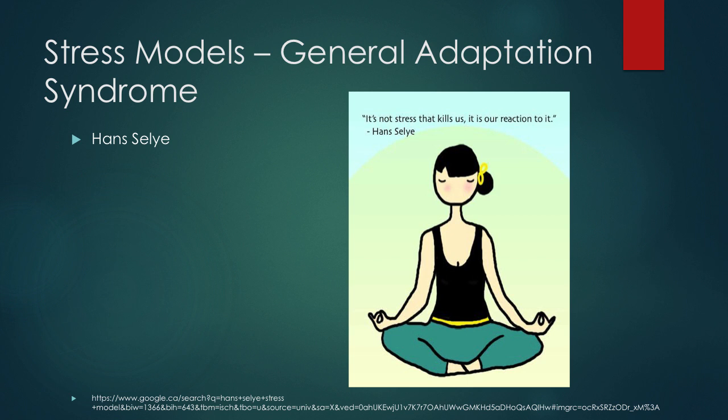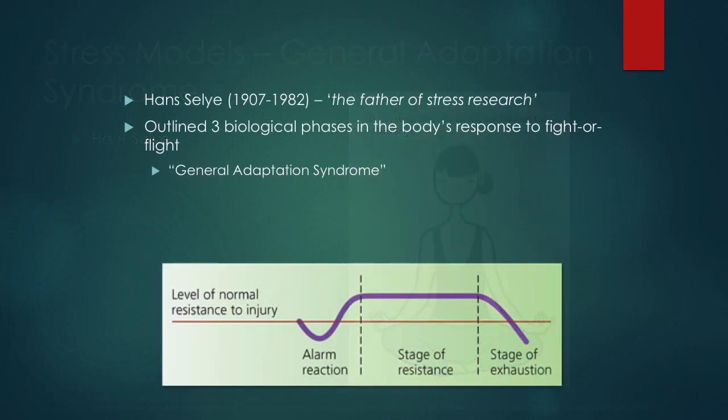Very often we find ways to deal with stress that are probably not that great for us in the long term. They might help the stress in the short term, but in the long term they are more of a hindrance. So when we take a look at Hans Selye, as I mentioned, he is the father of stress research. He outlined something called the General Adaptation Syndrome, and it's 3 biological phases in the body. And it really is the response to that issue called fight or flight.